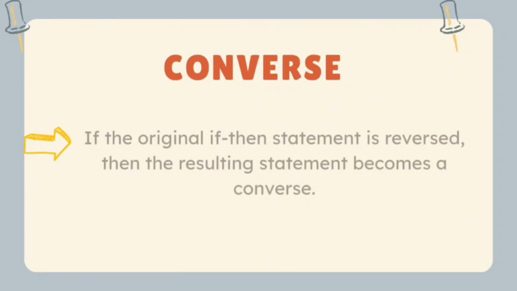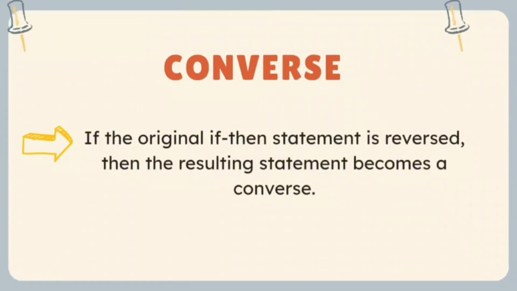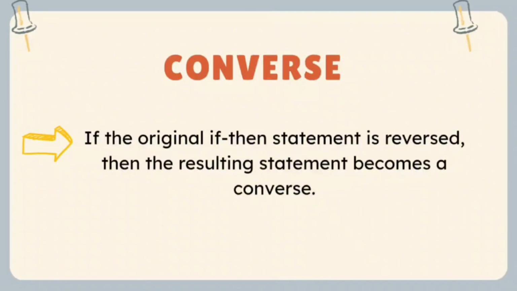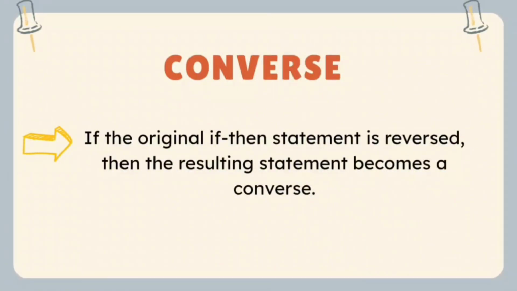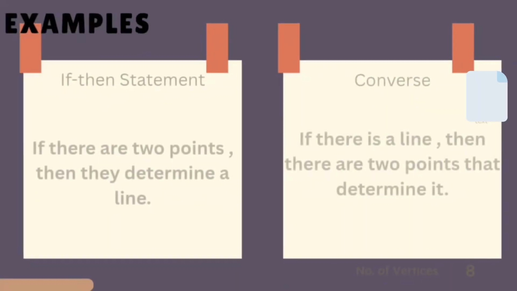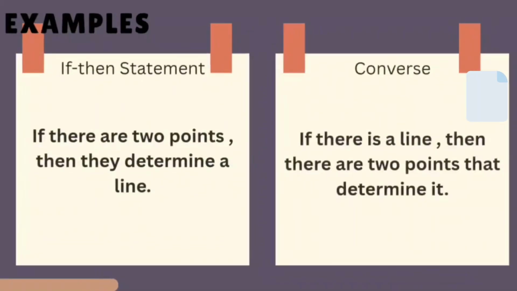Now, let's talk about converse. If the original if-then statement is reversed, then the resulting statement becomes a converse. A converse is a theorem in reverse. When a theorem is written in the if-then format, the then statement will be the if statement. In the converse of a theorem, the if-then statements are swapped. Here are some examples of if-then statements and their converses.